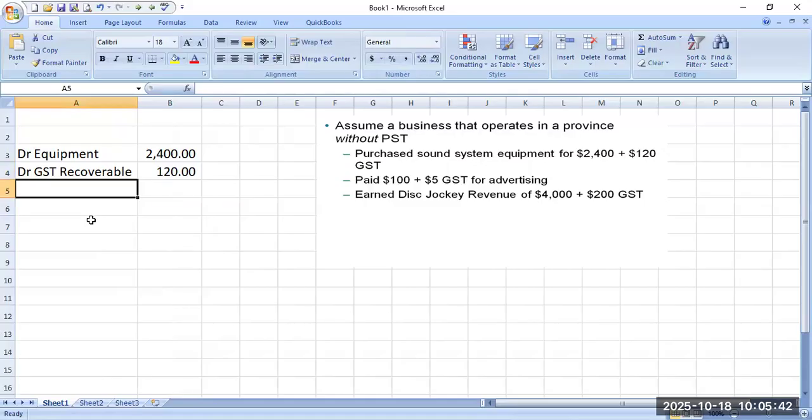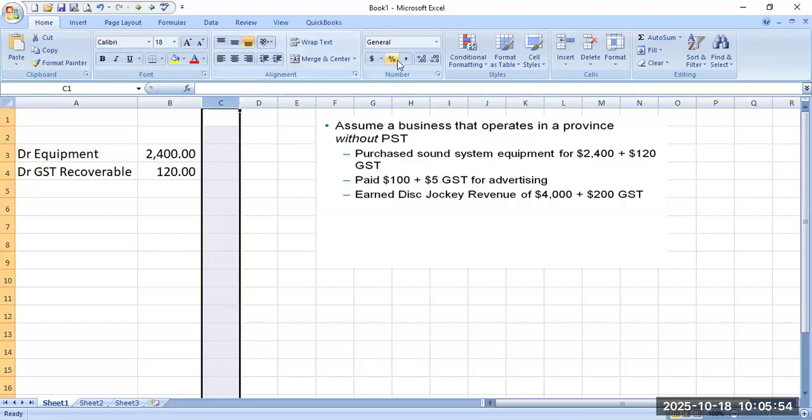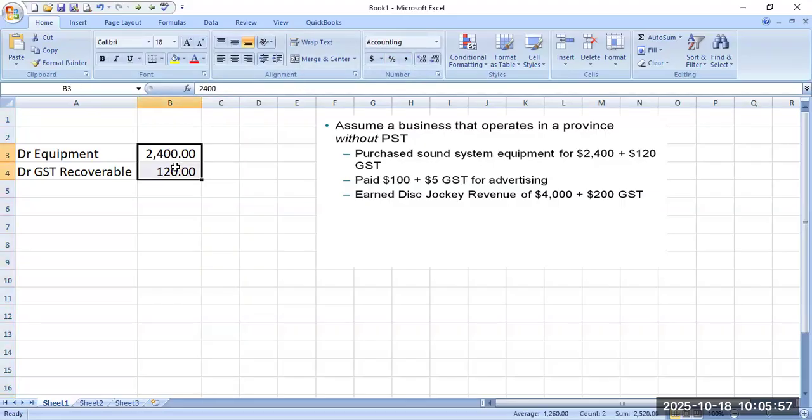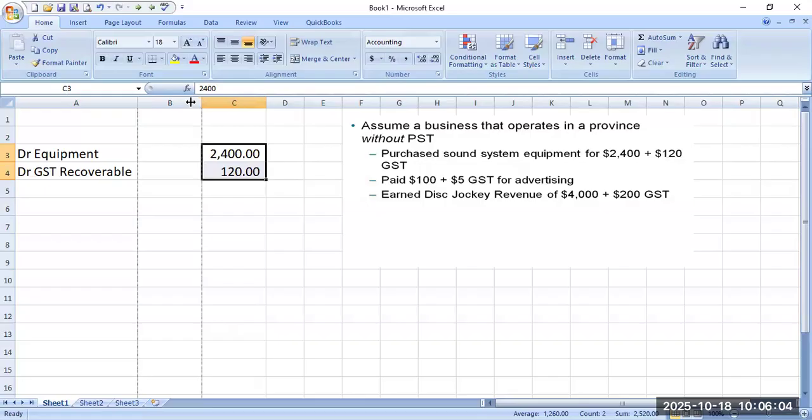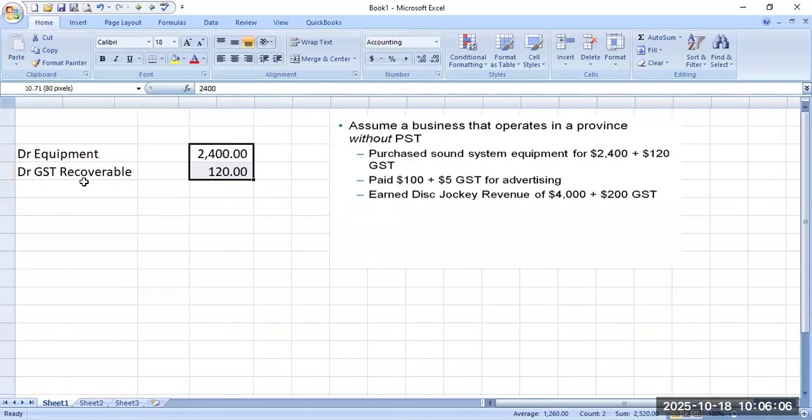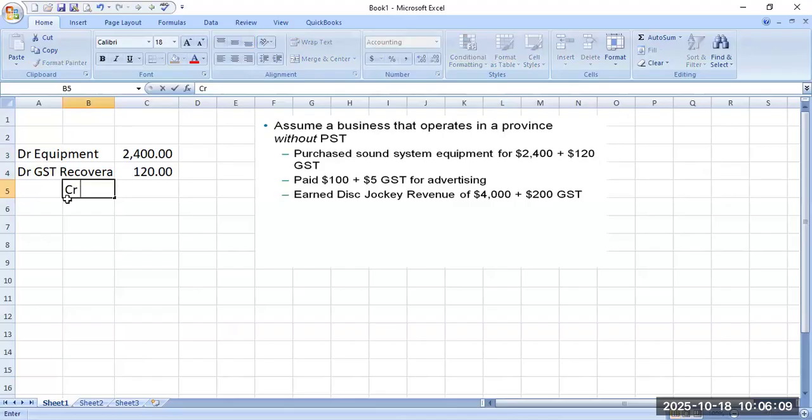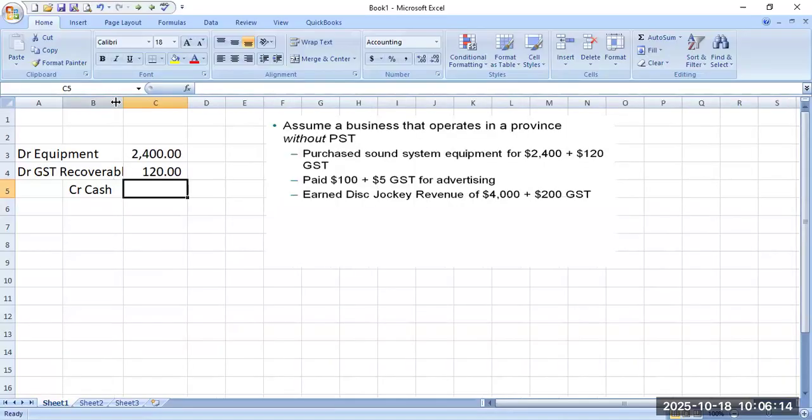Now, let's pretend we're paying everything in cash. Now we need a credit, right? Which account are we going to credit? Cash. Let's make it simple. One is a debit, the other one is a credit. So credit cash, and we're going to pay the entire amount, correct? Just to be in balance. Make it simple.